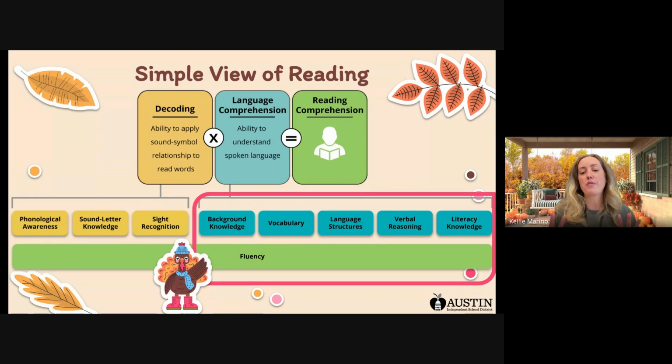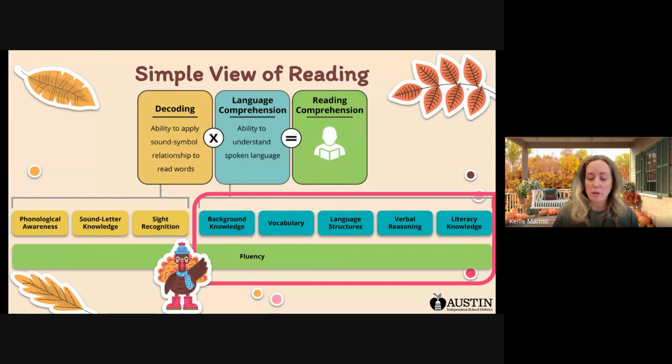So let's look at that graphic in a still spot. Here we look at the simple view of reading, where we have decoding on the left-hand side, which is your ability to apply sound symbol relationships to read words. This is typically what we think of as our foundational skills instruction, and a lot of that is done in our K through 2 classrooms very extensively. This is where structured literacy comes into play, where students are learning phonological awareness, sound letter knowledge, and sight recognition. You notice fluency begins in that area. So fluency goes across the whole bar.